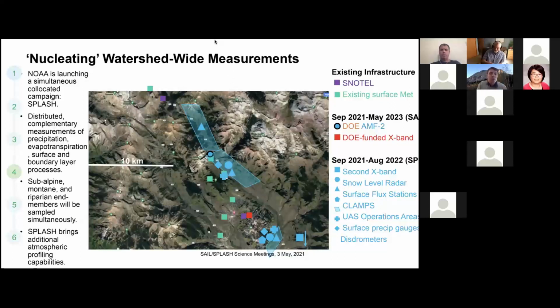Real quick, there's a large network of other observations. SAIL has nucleated, so to speak, a complementary campaign called SPLASH that NOAA is operating, and it will have another distributed set of precipitation and evapotranspiration observations, and observations to characterize the surface and boundary layer. And we'll be able to use these to sample a number of ensemble members simultaneously and provide additional atmospheric profiling capabilities. Next slide, please.